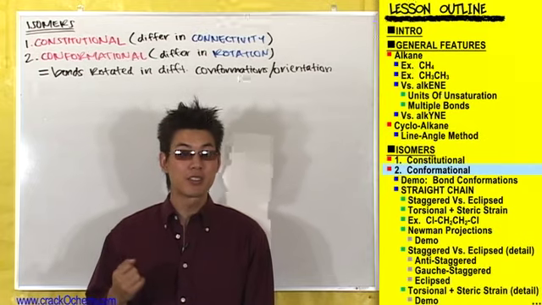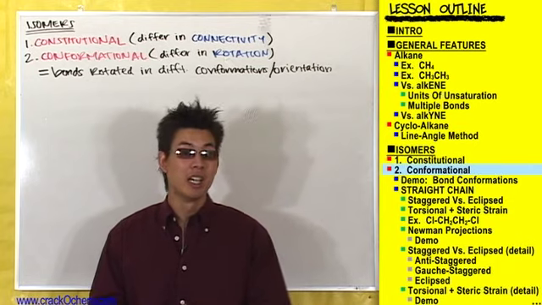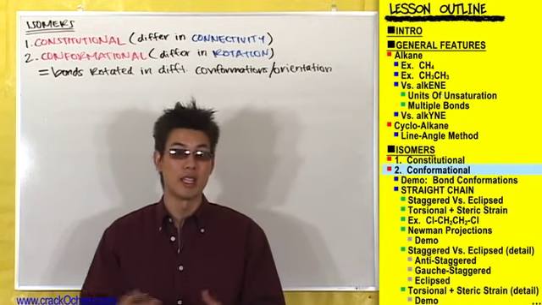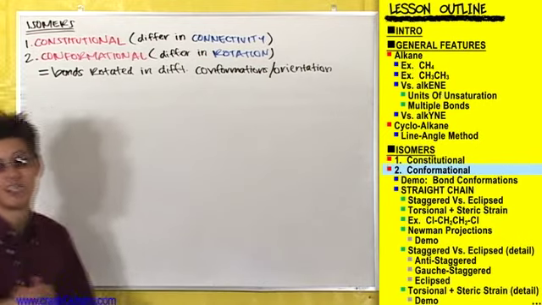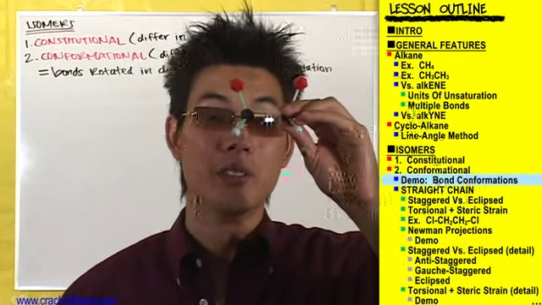Okay, so before I show you an example of a conformational isomer, let's get one thing straight. Conformational isomers only differ in rotation. They do not differ in connectivity. That means that their atoms are going to be connected in the exact same ways. And I prepared a demonstration for you to illustrate what I mean by this. Take this compound for example. This is one possible conformational isomer of this compound.